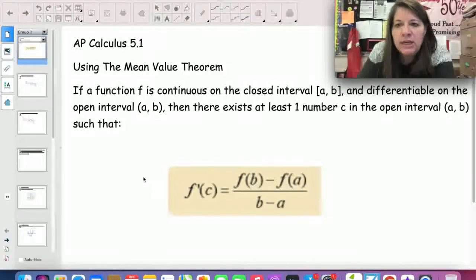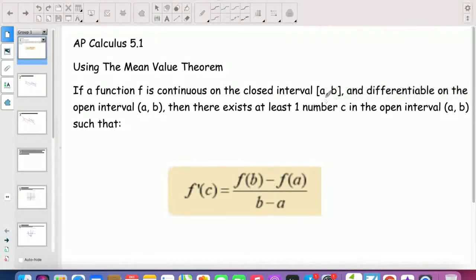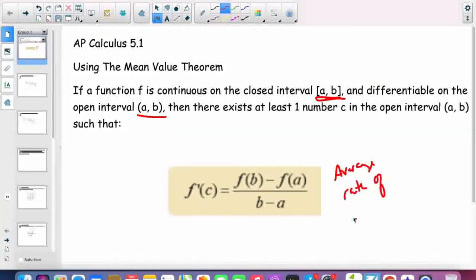Now there are a couple things you need to notice here. If the function is continuous on a closed interval, remember we use brackets for a closed interval, and for an open interval we use parentheses. There's at least one number c in the open interval (a, b) such that, now look at the right hand side of this function, f of b minus f of a all over b minus a. That, remember, is the formula for the average rate of change. So that's the average rate of change on the interval [a, b].